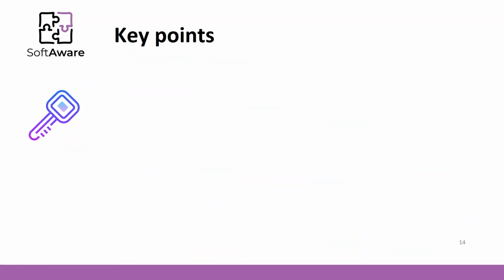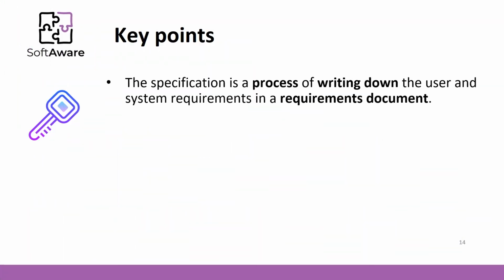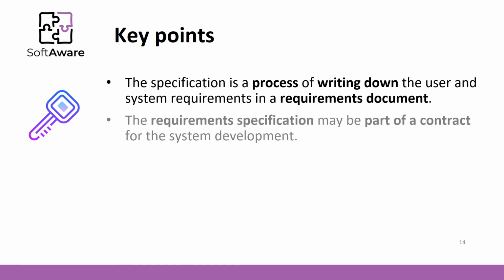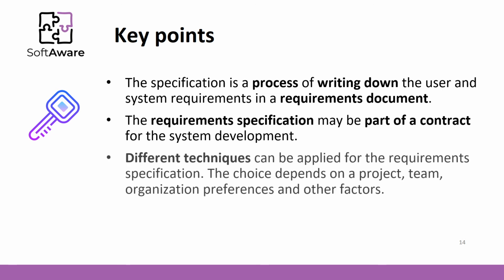Key points of this lecture. The specification is the process of writing down user and system requirements in a requirements document. The requirements specification may be part of a contract for a system development. Different techniques can be used for the requirement specification. The choice depends on the project, team, organization preferences, and other factors.